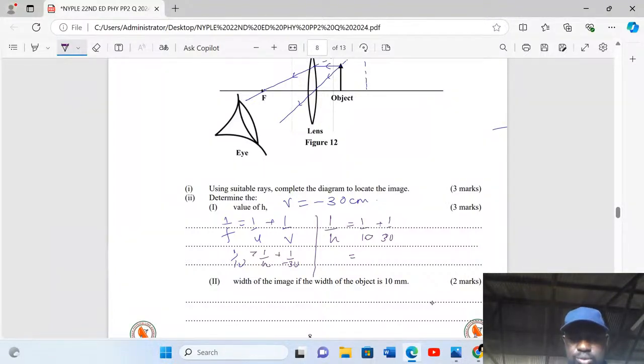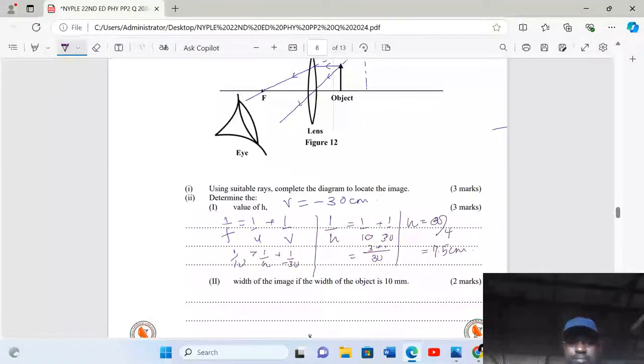This will lead us to the LCM, which is 30. This is 3 plus 1. Then our H is equal to 30 divided by 4. We arrive at 7.5 centimeters.